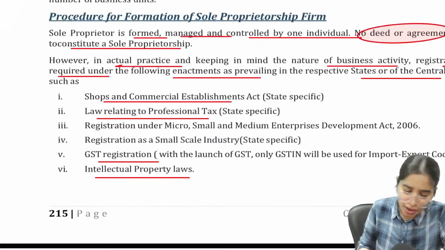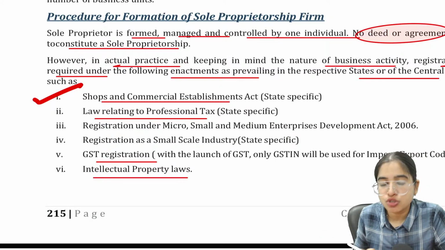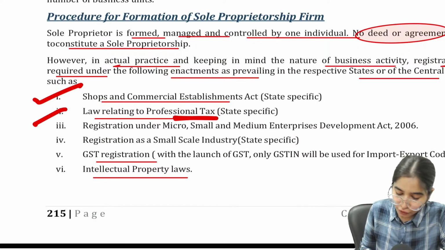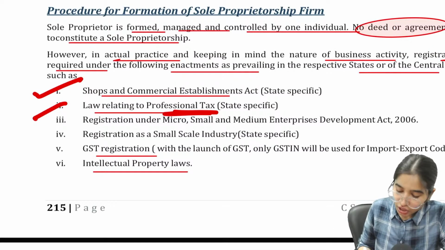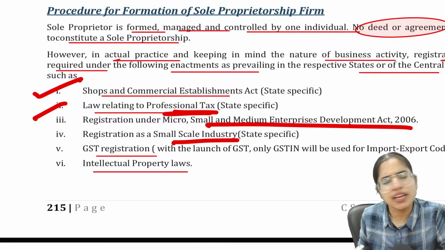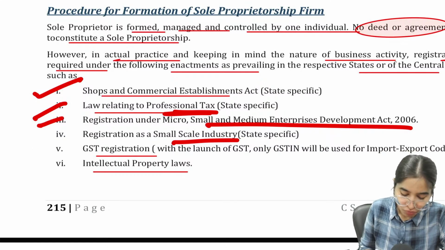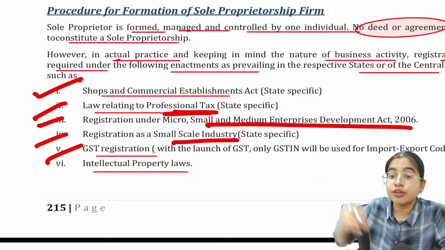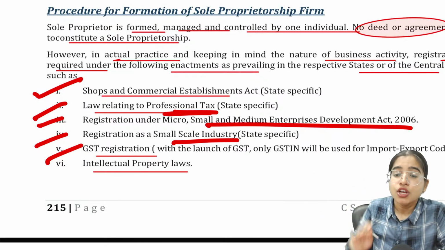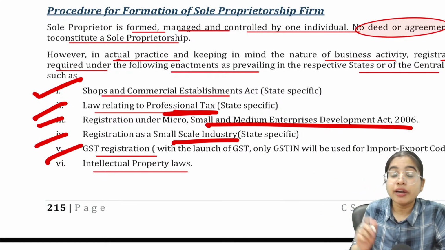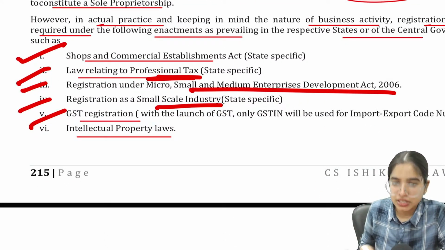Nothing is required. But if you are opening a shop or office, you have to take shops and establishment registration. If you are subject to professional tax, then you have to take professional tax registration. You can register as MSME or SSI. It's your wish if you want to take benefits of this MSME. If your turnover exceeds the limit, 20 lakhs or whatever is the limit, in that case you have to get mandatory GST registration, if you are liable to pay GST.